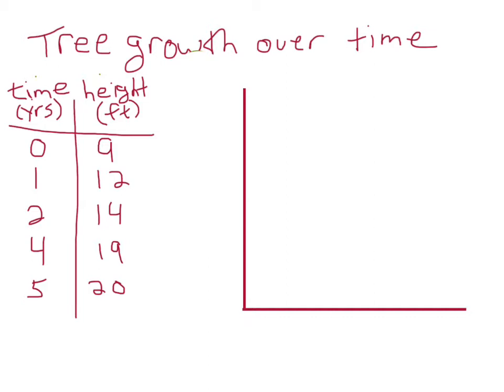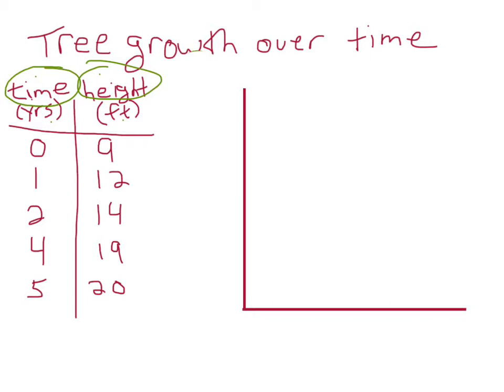So what we need to first do is we need to assign our variables. Our variables are right here. Our variables are time and height, and their units are in parentheses just below them, years and feet. So what we need to do is we need to determine which of these is the dependent variable and which of these is the independent variable.